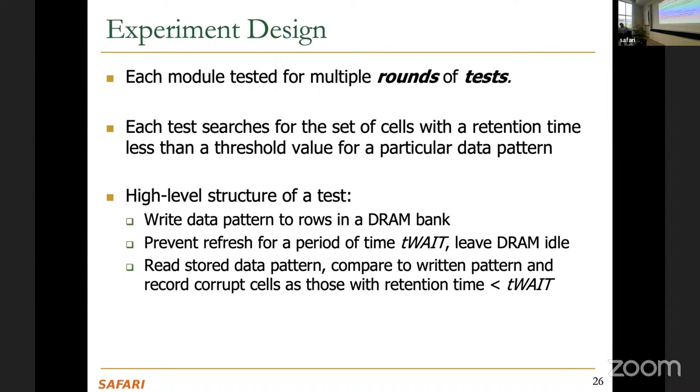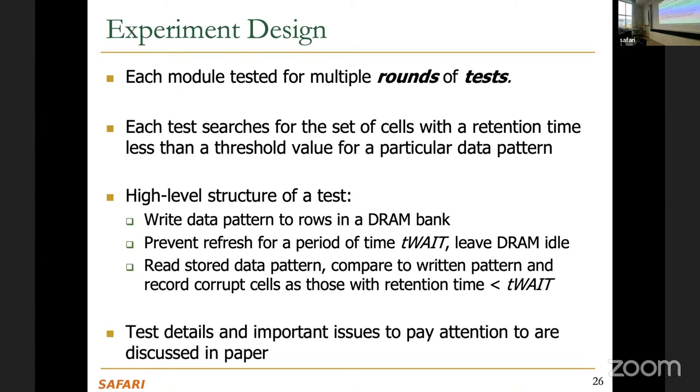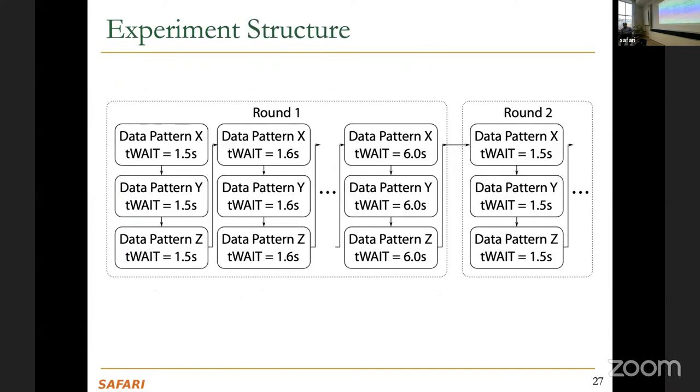Basically, if some cells get corrupt after T wait idleness, we are going to assume that that's because of a retention error. Again, this is an assumption. This is one of the limitations of the study. This may not be due to a retention error, it may be another error mechanism, but we repeat this test many times, so there's some statistical significance to it. Test details and important issues to pay attention to are discussed in the paper. You need to be careful how you design these experiments.